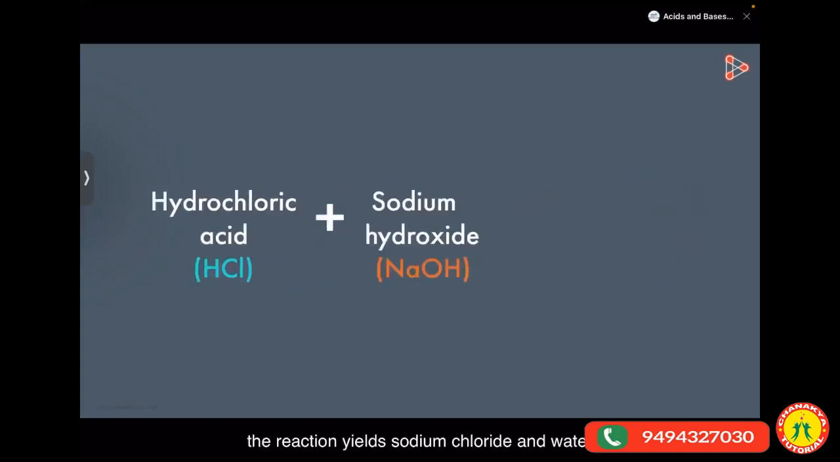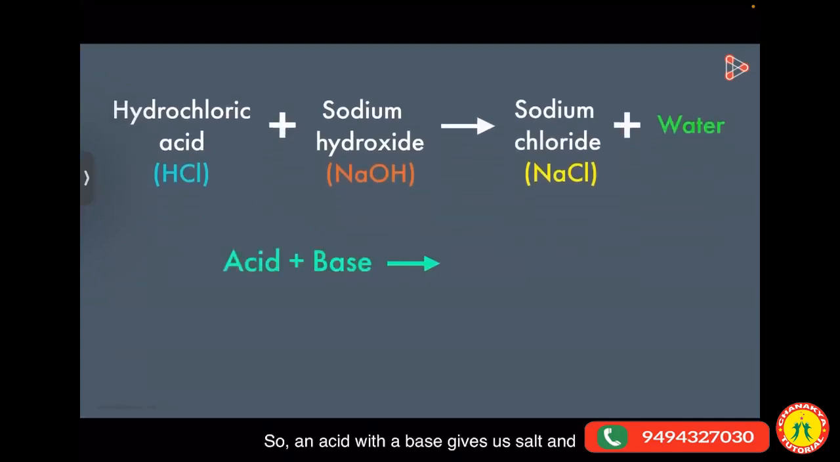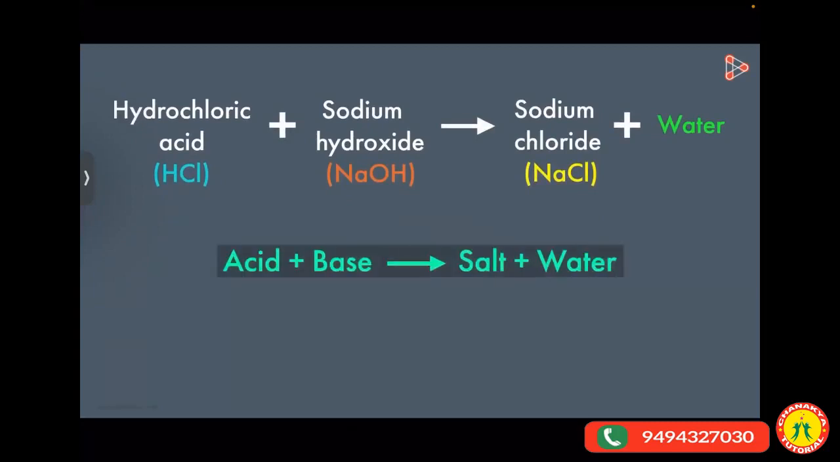The reaction yields sodium chloride and water. Sodium chloride is the common salt used by us. So, an acid with a base gives us salt and water. This is a generalized reaction. Salts are the product of reaction between an acid and a base.